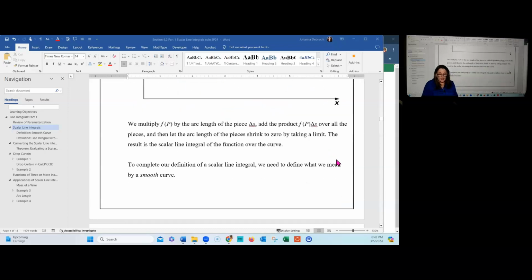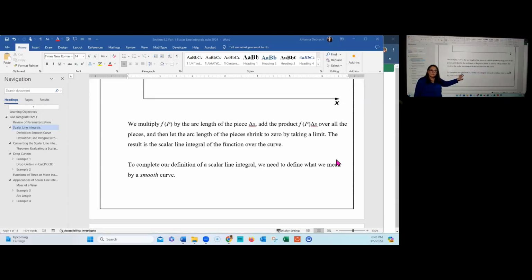We will multiply this function at that particular point by the arc length, which is delta s, and then we'll add the products of the function times the arc length up over all of the cuts that we made in the curve. Then we'll allow the distance between the points on the curve to go to 0 by taking a limit. The result is the scalar line integral of the function over the curve.